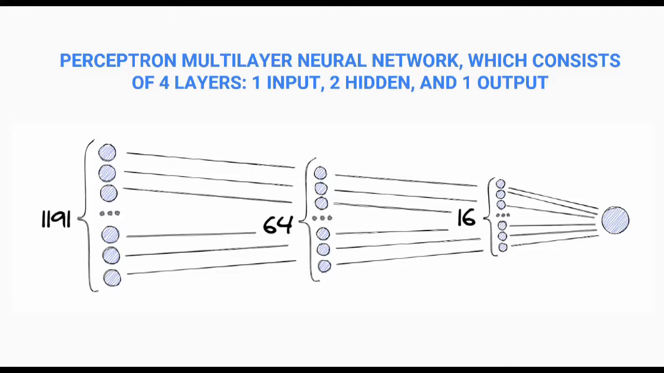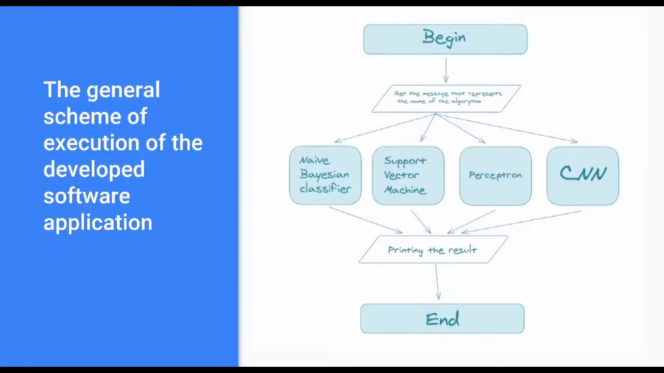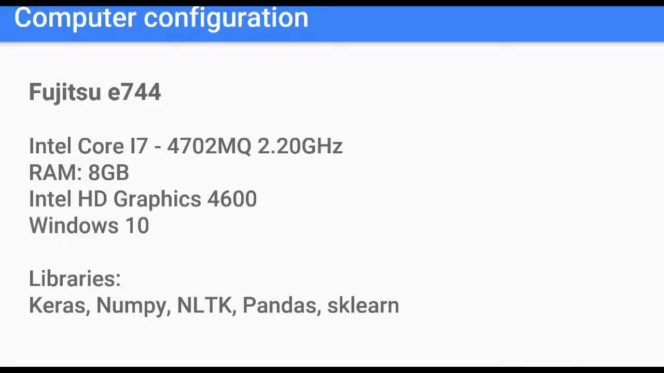Here you can see the structure that we have used for the Perceptron multi-layer neural network. The first layer consists of 1191 inputs, the size of the dictionary, the second one of 64, and the third one of 16. These slides represent the general scheme of the developed software. As you can see, there is a possibility to choose the algorithm to work with. This is the configuration of the computer that was used for the test.